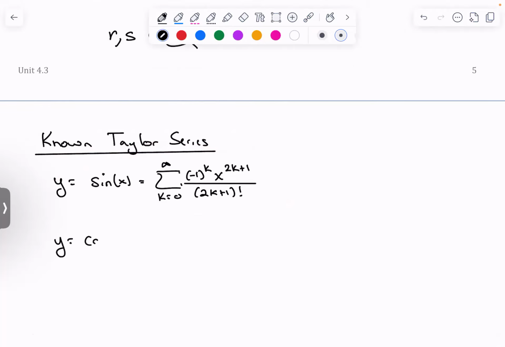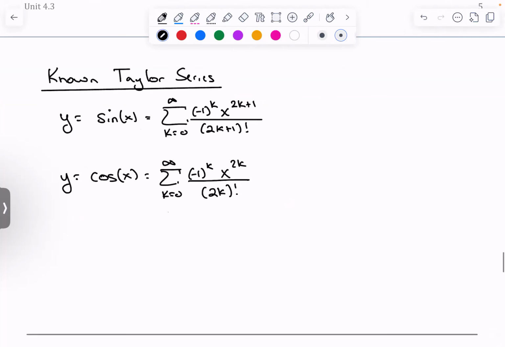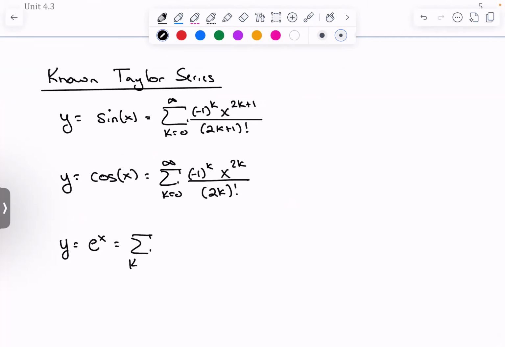Cosine is going to equal the sum from k equals 0 to infinity of -1 to the k, x to the 2k over 2k factorial. And that also, which you can prove on your own time, has a radius of convergence of -infinity to +infinity. And last but not least, the other one that we already talked about: y equals e to the x equals the sum from n equals 0 to infinity of 1 over n factorial times x to the n.